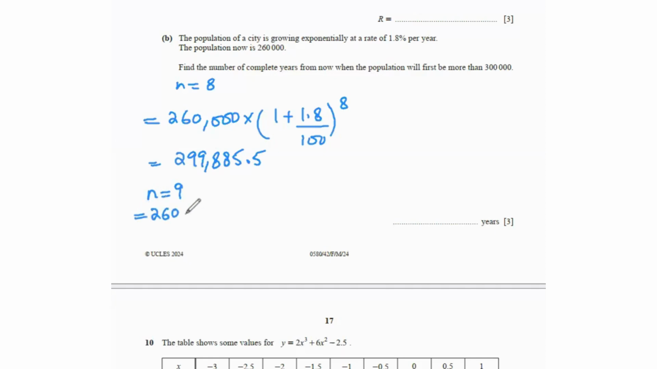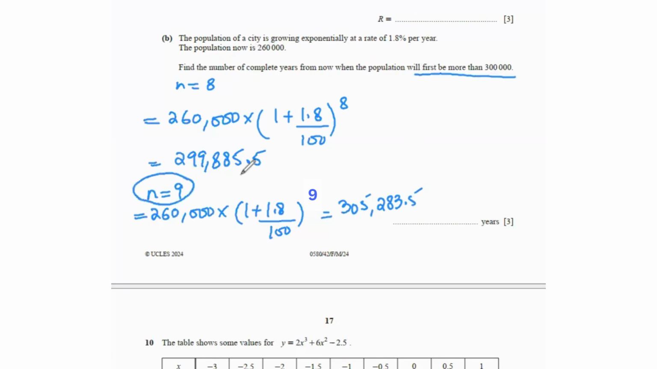So that's 260,000 times 1 plus 1.8 over 100 to the power of 9, which is 305,283.5. So, as you can see, the number of complete years from now when the population is first more than 300,000 is when n equals 9. So after 9 years. For such a question, you just have to use trial and error. Assume a value and then keep on changing depending on what answer you get.